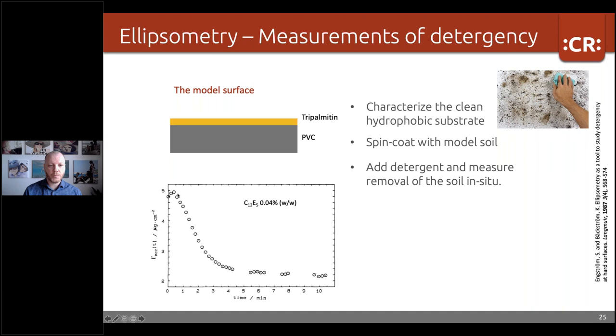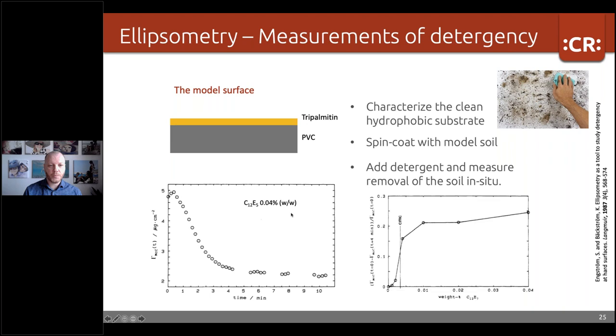And when they add the surfactants, you can see that the adsorbed amount decreases with time here. So part of it is removed, and this was using a non-ionic ethoxylated surfactant. And they did this for many different surfactants and different concentrations. And you can see that at low concentrations, the detergency effect is very minimal. But once you pass the CMC, you get a higher detergent effect, and it's more or less the same as long as you stay above the CMC.